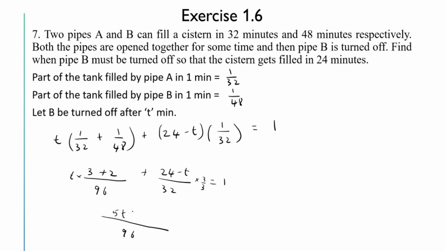5T plus 72 minus 3T is equal to 96. So from this we have 2T plus 72 is equal to 96, or 2T is equal to 24, T is equal to 12 minutes. So B is turned off after 12 minutes. So we got T as 12 minutes, which means B was turned off after 12 minutes.